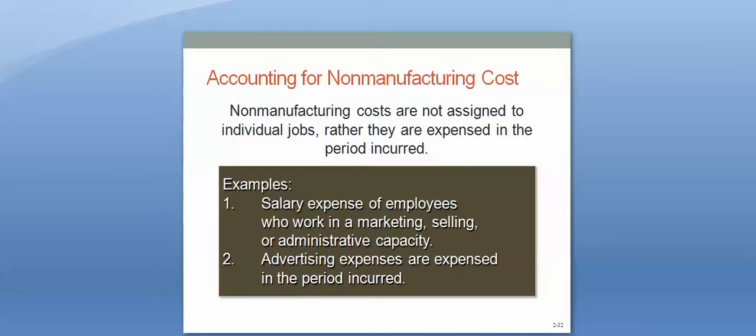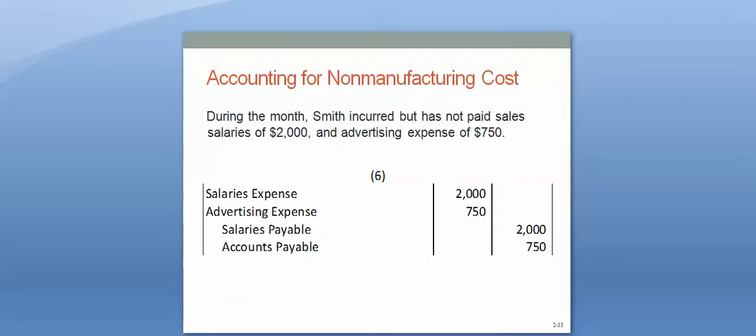Recall, non-manufacturing costs, also called period costs, are not assigned to individual jobs. They don't flow through work in process. In fact, they don't show up on the balance sheet at all. They go directly to the income statement, and they're expensed in the period in which they're incurred. Examples would be the salary expense for employees working in marketing, selling, and administrative capacity, and advertising expenses incurred during the period. Let's go ahead and take a look at some of those.